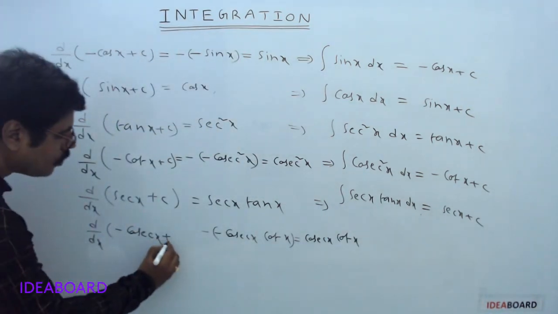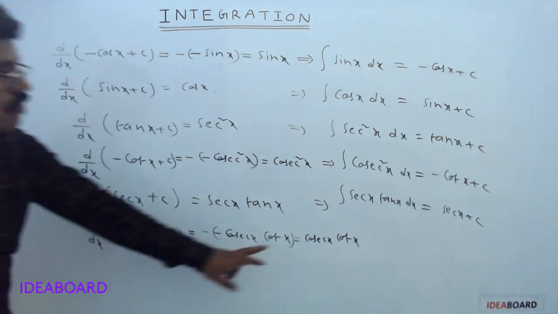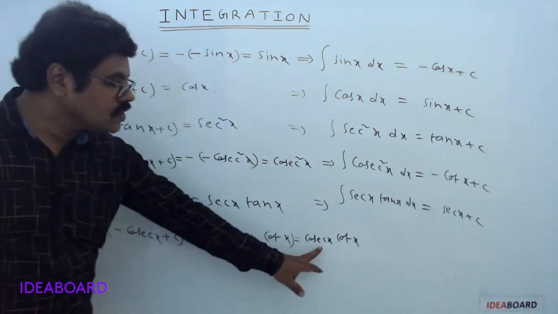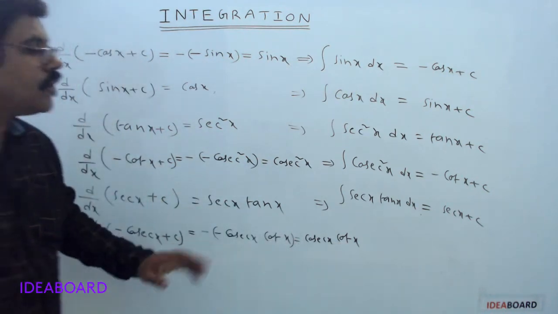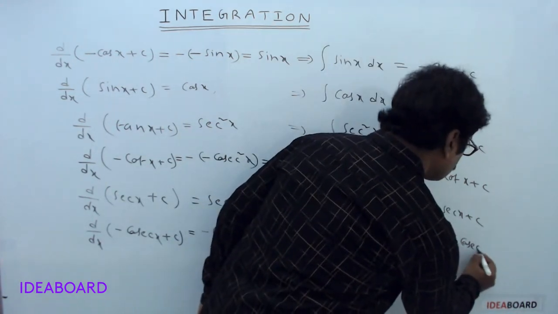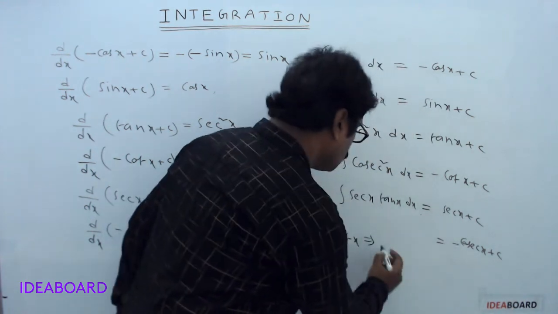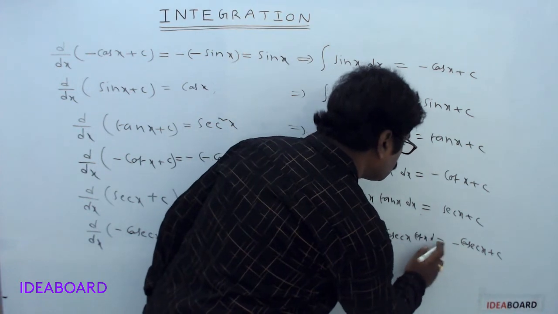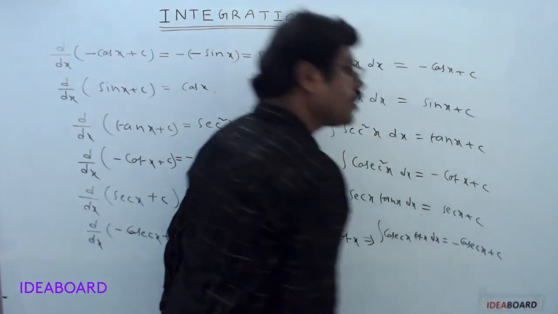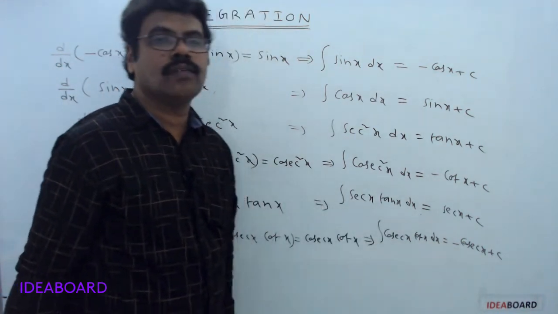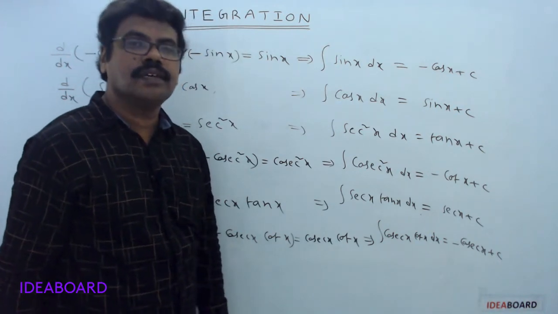If derivative of minus cosecant x plus c equals to cosecant x into cot x, then minus cosecant x plus c is called integral of a function cosecant x into cot x, and it can be written as minus cosecant x plus c equals to integral cosecant x cot x dx. So what is the formula? Integral cosecant x into cot x into dx equals to minus cosecant x plus c.